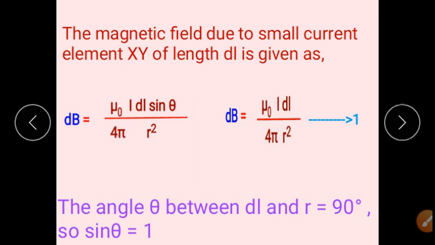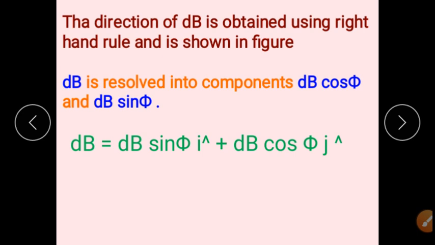You see the figure, what is the angle between dl and r? It is 90 degrees, no? Therefore, sin 90 is equal to 1. Therefore, dB is equal to mu 0 I dl by 4 pi r square. This is the magnitude of the magnetic field produced by the current element XY. The direction of dB is obtained using the right hand rule and is shown in the figure.